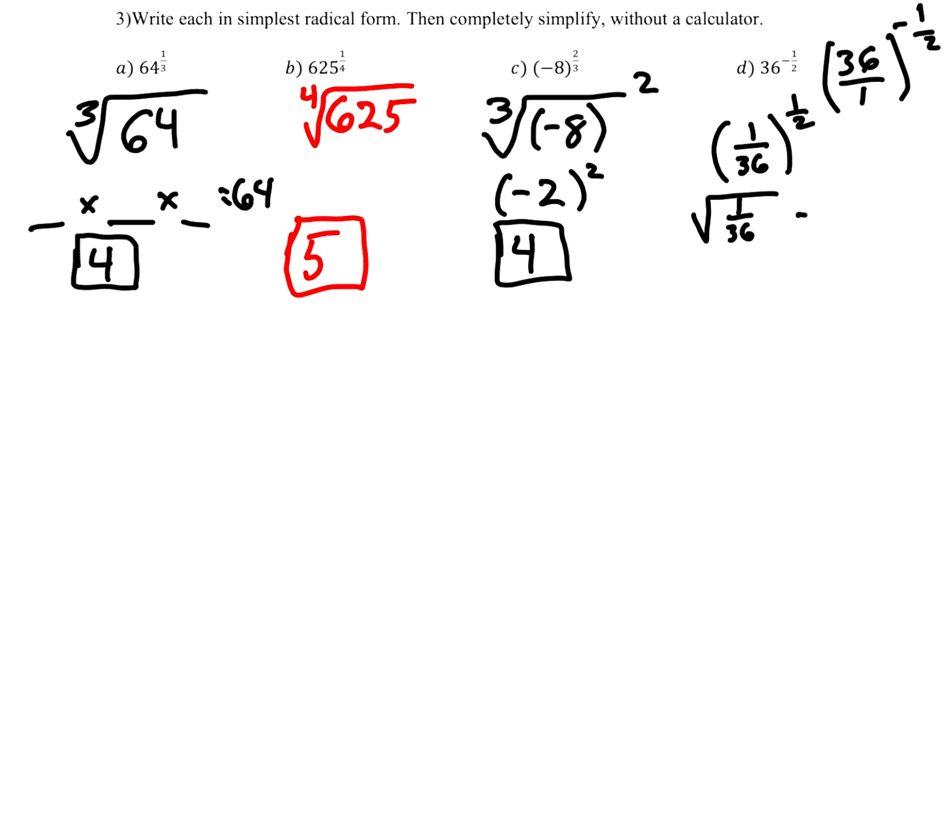And you might see the answer right now, but you could also just extend the radical to the numerator, extend it to the denominator. Radical 1 is 1. Radical 36 is 6. So our answer is just 1 over 6. So rational exponents are going to combine with negative exponents. You just have to remember to flip the base.